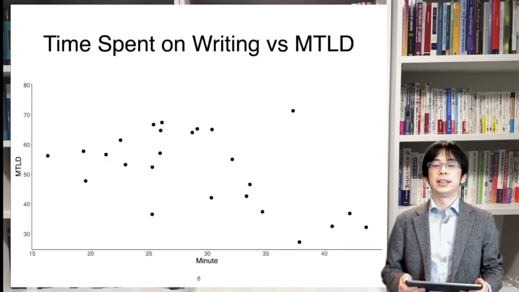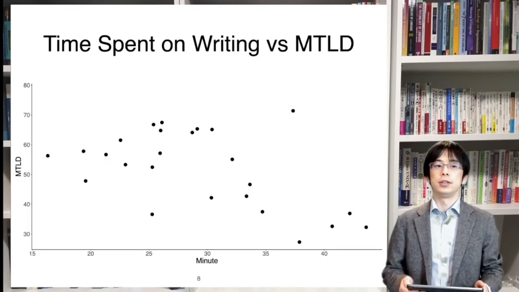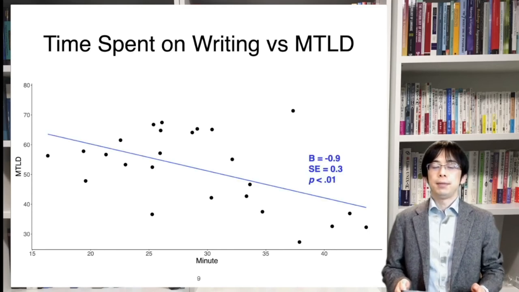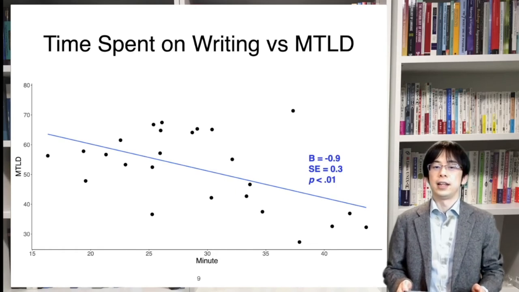Here's a concrete example based on hypothetical data. The horizontal axis represents the number of minutes for an essay to be completed, whereas the vertical axis represents MTLD, a lexical diversity measure. If we simply regress MTLD against the number of minutes, we find that the two are negatively related. So the more time it takes, the less lexically diverse an essay gets.